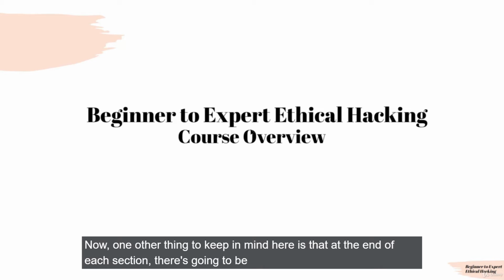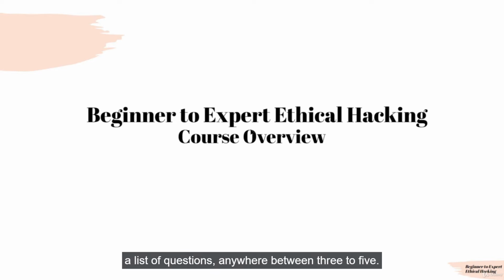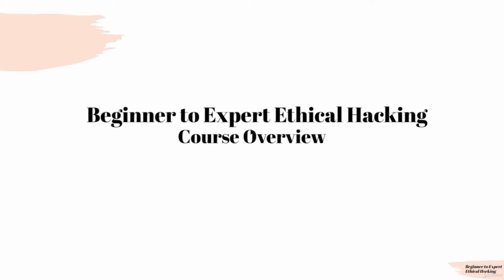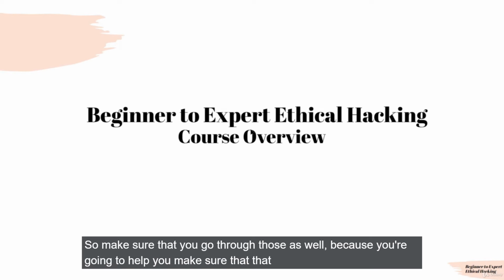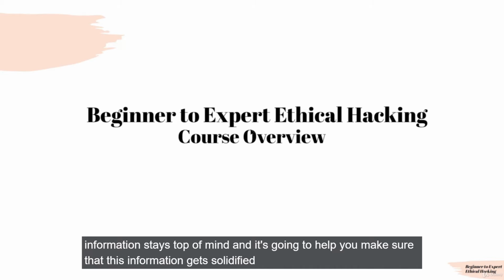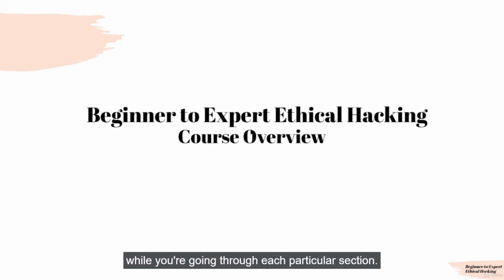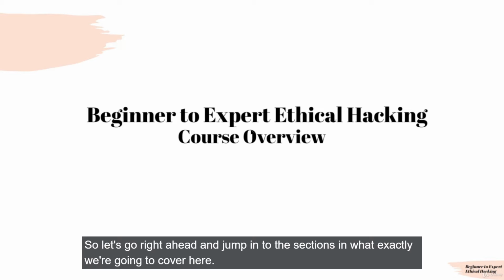Now, one other thing to keep in mind here is that at the end of each section, there's going to be a list of questions, anywhere between 3 to 5. Sometimes you may have more. Those are going to help you get a better understanding, a review after each section. So make sure that you go through those as well, because they're going to help make sure that information stays top of mind and gets solidified while you're going through each particular section. So let's go right ahead and jump into the sections and what exactly we're going to cover here.